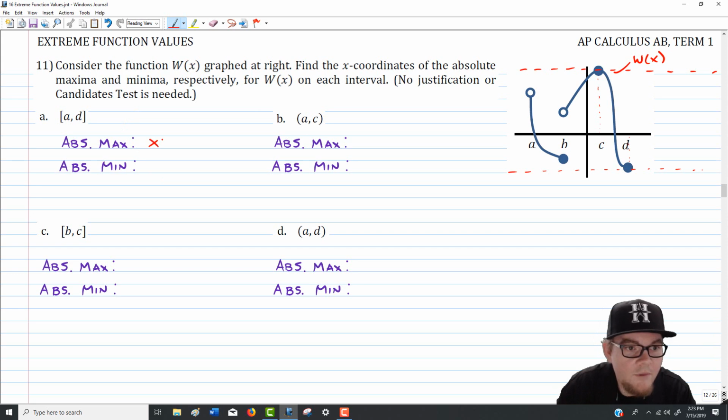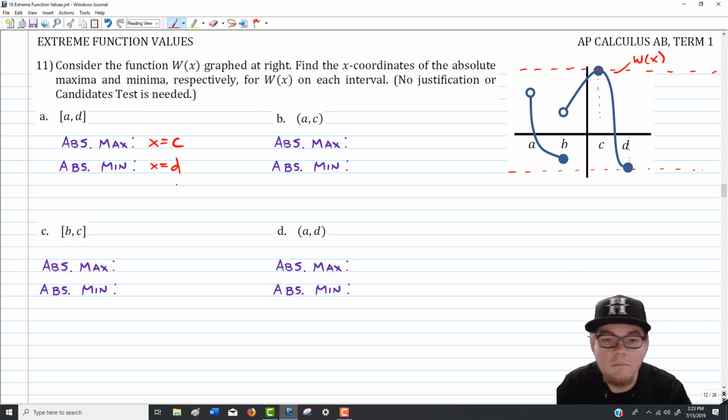So we can literally say our absolute max is at x equals c, and our absolute min is at x equals d. So cool. So your mind might start to think, well, that was easy. Isn't it just going to be the same thing every time? And the answer is no. So let's look at our next interval.